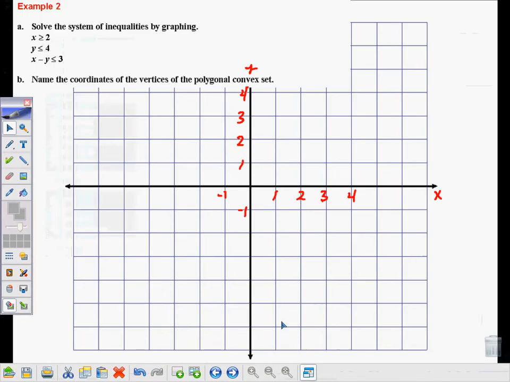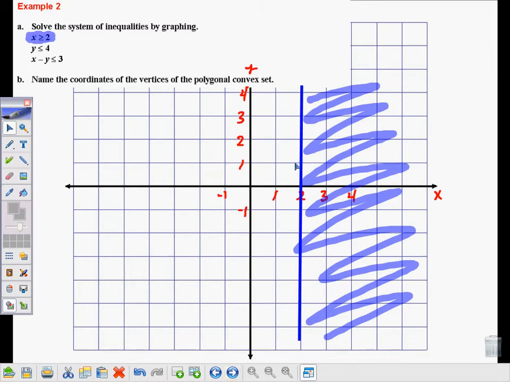Our first example will be to solve the system of inequalities by graphing, where we have x is greater than or equal to 2, y is less than or equal to 4, and x minus y is less than or equal to 3. Then we will move on to name the coordinates of the vertices of the polygonal convex set. So let's begin by graphing x is greater than or equal to 2. What does that look like? Well, here we go. That's the vertical line going through where x is 2, and then shaded to represent the solutions are to the right of that, where the x values are greater than 2. And it is a solid line because x is greater than or equal to 2.